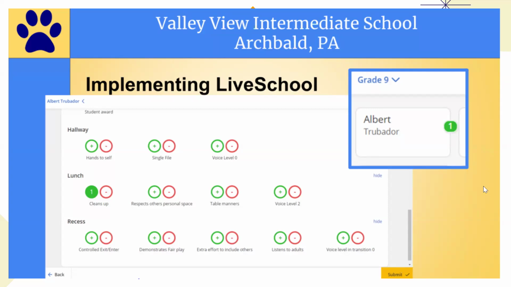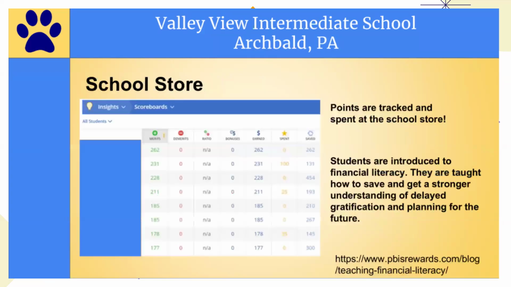He earns a point in that. And then you'll see when we are able to look at the information, I believe on the next slide, that we take all of these points, and each student is able to take their points and use it at a school store. So these students are really introduced to financial literacy.